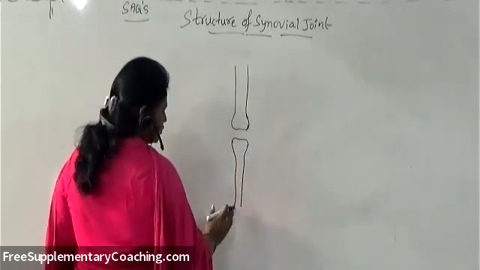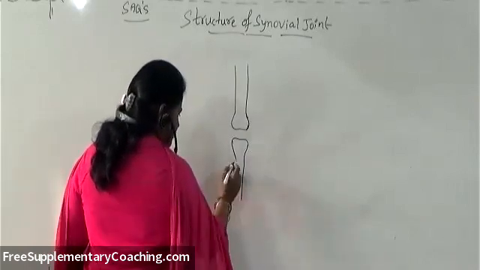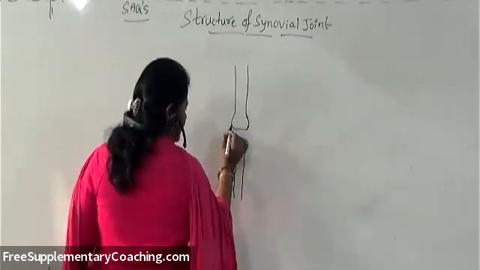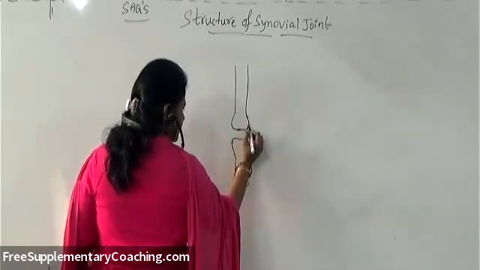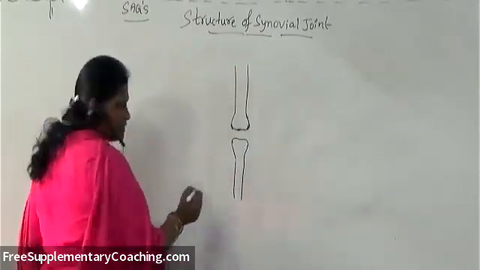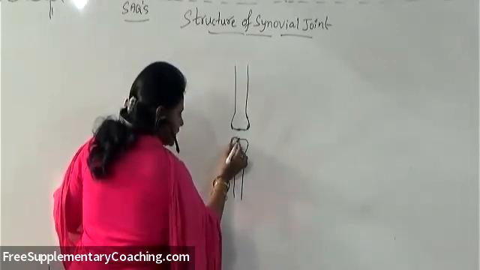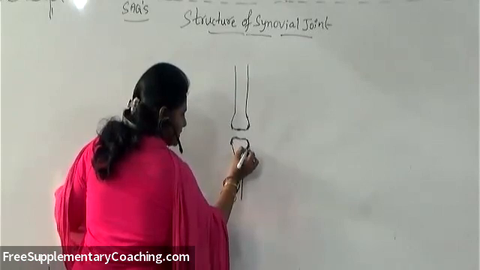The ends of the two bones are lined with a cartilage, which is articular cartilage. So here, this is articular cartilage. The ending of two bones are lined with the cartilage.